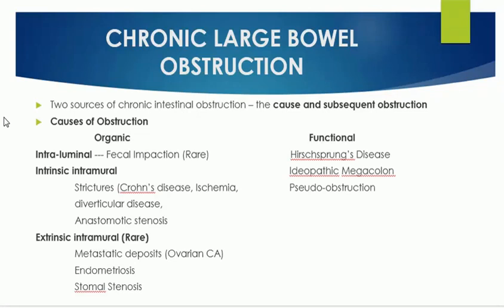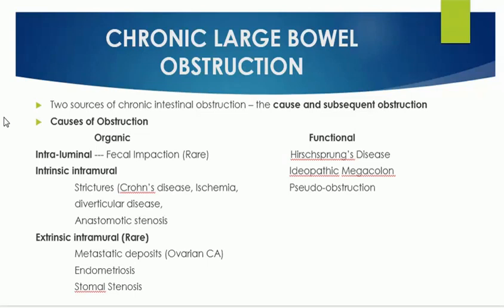Now, if we talk about the causes of chronic intestinal obstruction, these may be organic causes or functional causes. Among the organic causes, if we enumerate, we can start from causes due to obstruction within the lumen. One is fecal impaction. It's not a common problem, but very uncommonly, fecal impaction can lead to chronic intestinal obstruction.